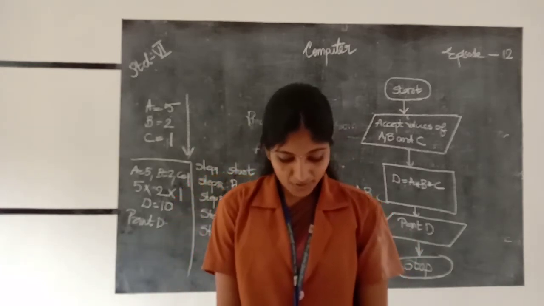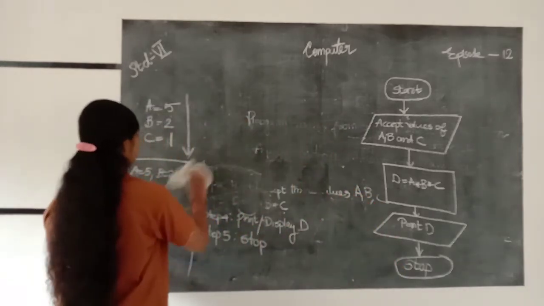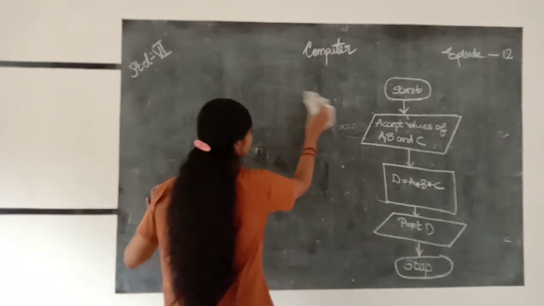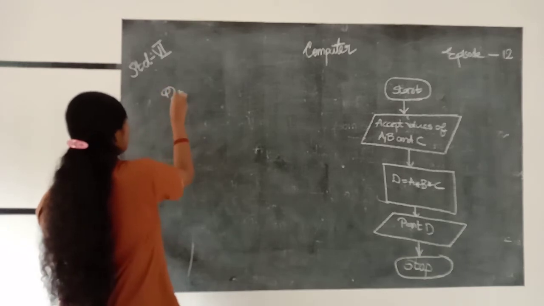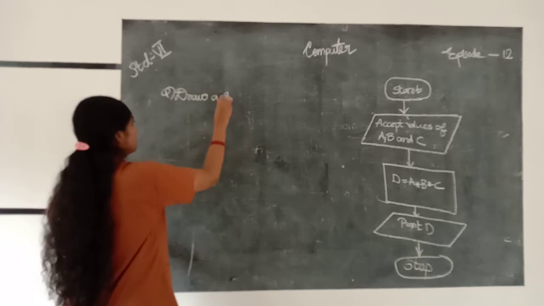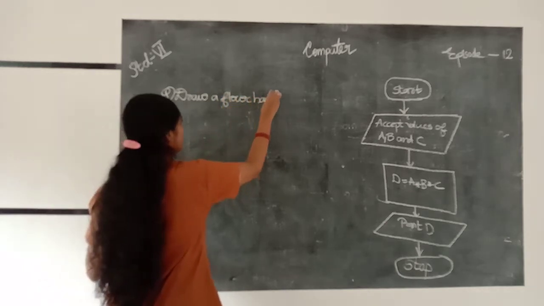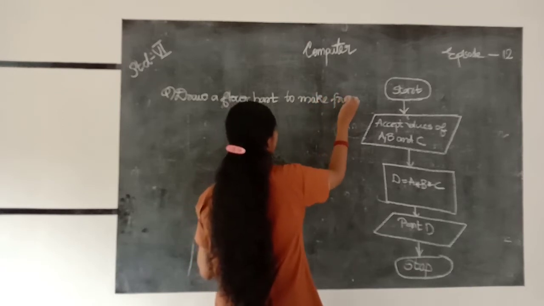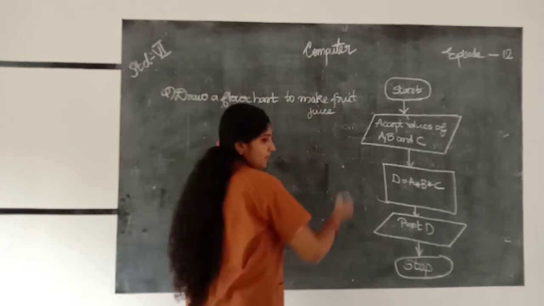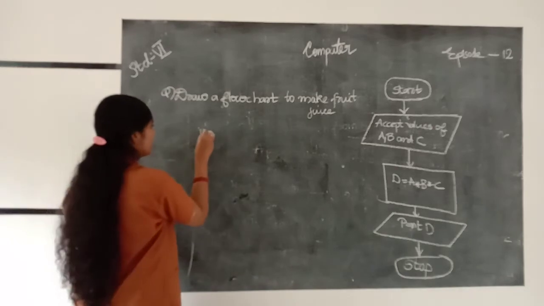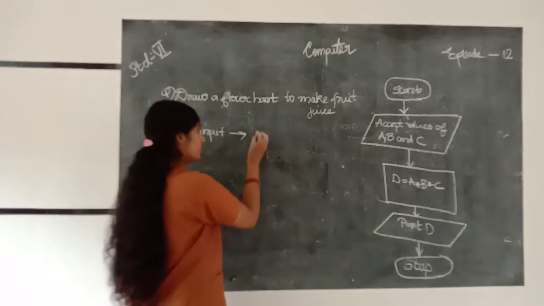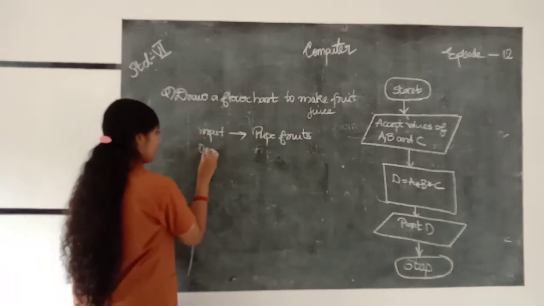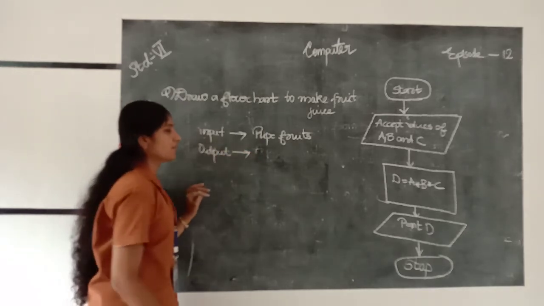Then another example, draw a flowchart to make fruit juice. So here the question is draw a flowchart to make fruit juice. So what is the output and input here? Input means ripe fruits. Then output is fruit juice.